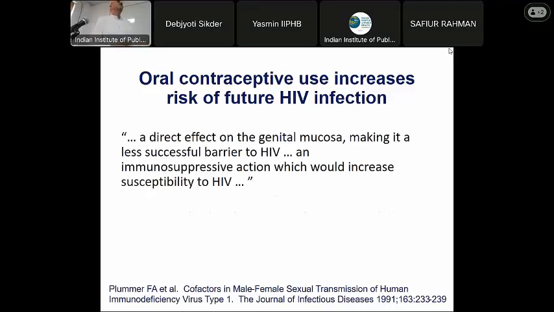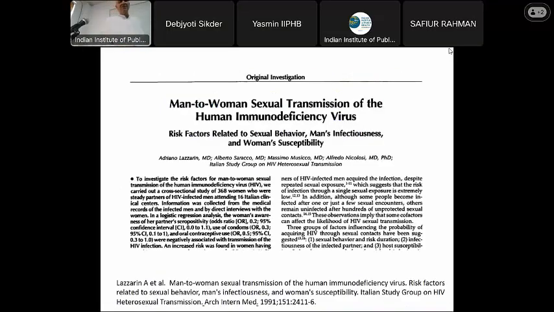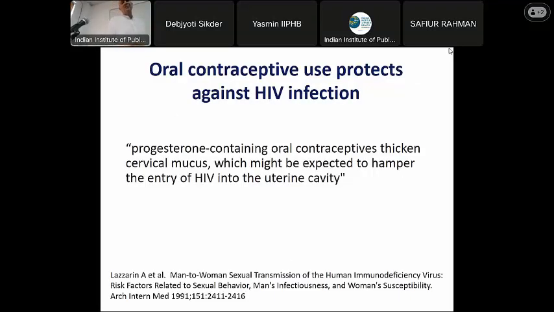And so I read that and I thought, they both sound plausible. And literally the next issue of the journal, the same week, there was another paper that found the reverse: that oral contraceptive use appeared to protect against HIV infection. They suggested that oral contraceptives thicken the cervical mucus, which might be expected to hamper the entry of HIV into the uterine cavity. And that sounds reasonable too.